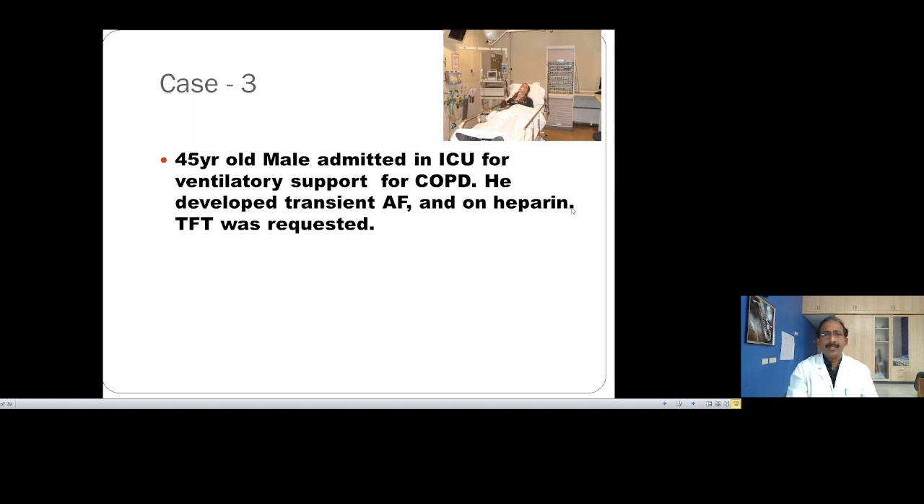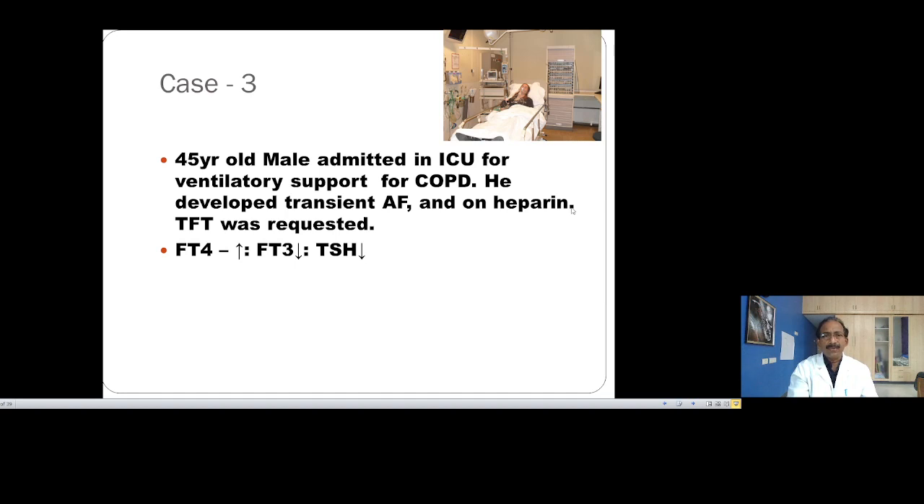So, case number three, a 45-year-old male admitted in ICU for some other reason, that's for ventilator support for COPD. And he developed transient AF, atrial fibrillation, and was on heparin as a prophylaxis for stroke. Meanwhile, the patient looked hypothyroid, clinical suspicion was there, and TFT was requested.